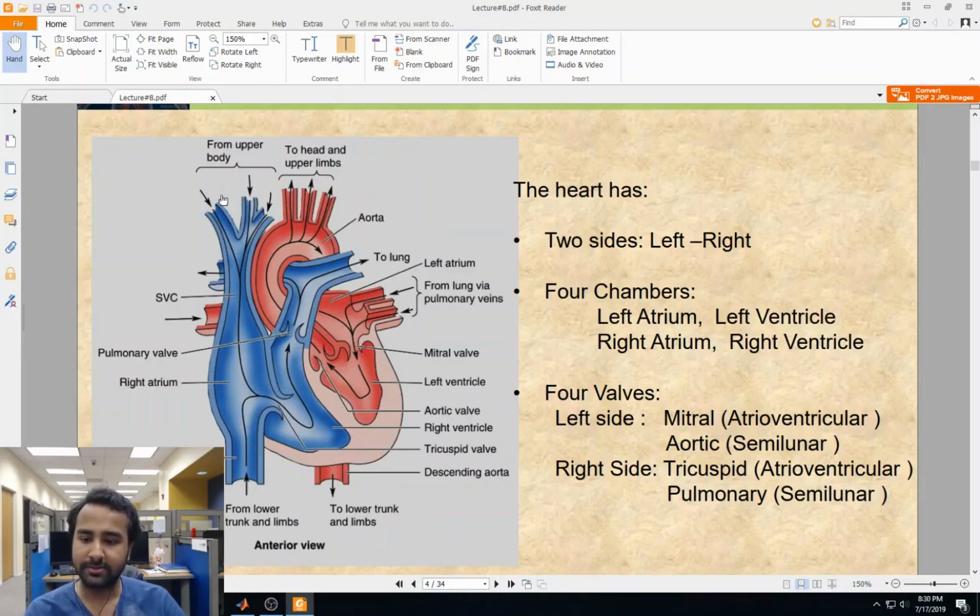So over here is demonstrated by the blood coming in from the upper body and the lower body. And so we call the superior vena cava and inferior vena cava. So the blood pools together into what's called the right atrium, and then the blood enters in through the tricuspid valve. So now the blood enters in through the tricuspid valve.